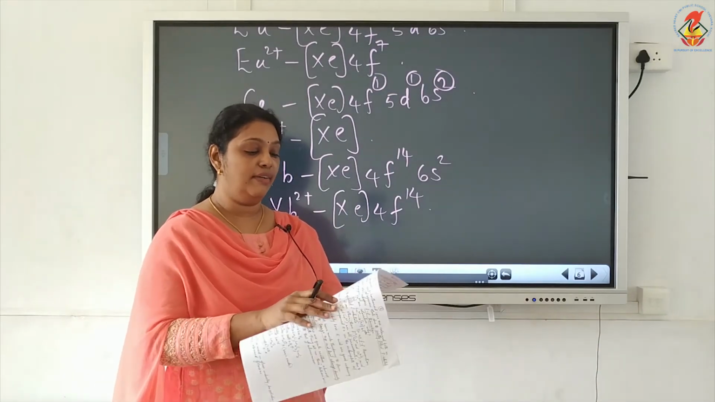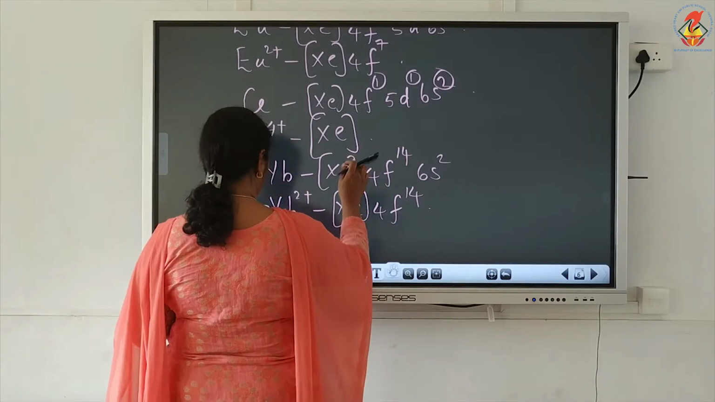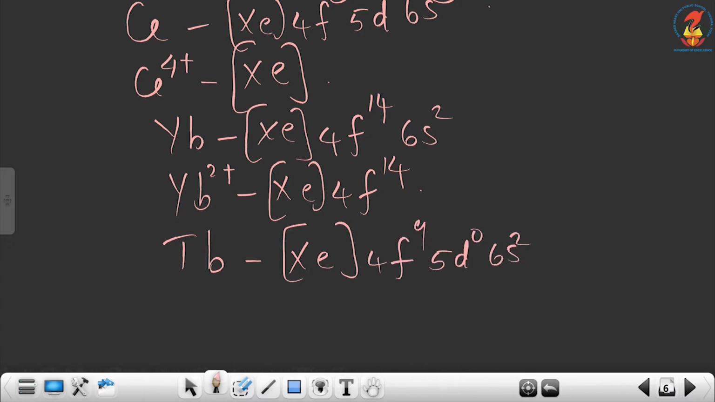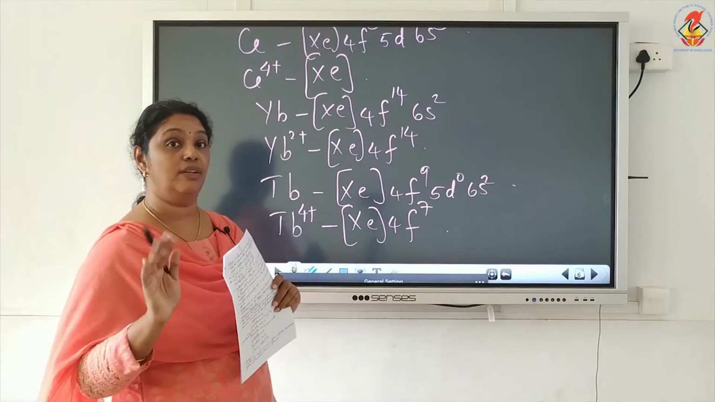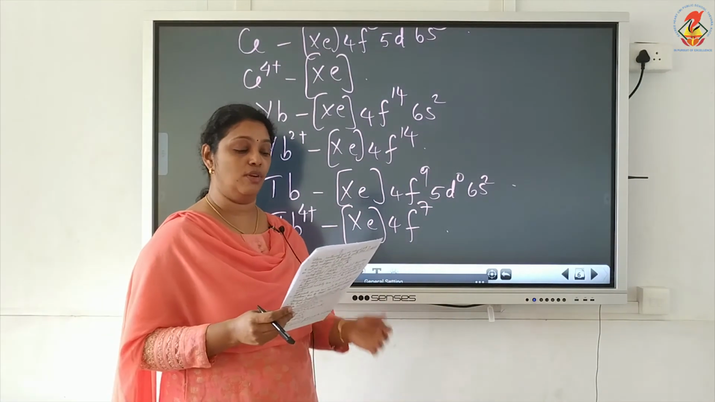Now next we have terbium. Terbium is Tb. The electronic configuration of terbium is xenon 4f9 5d0 6s2. Now terbium will take 4+ configuration and it gets the configuration xenon 4f7. But cerium is the element that commonly takes +4 oxidation state. Terbium can also show 4+ oxidation state.